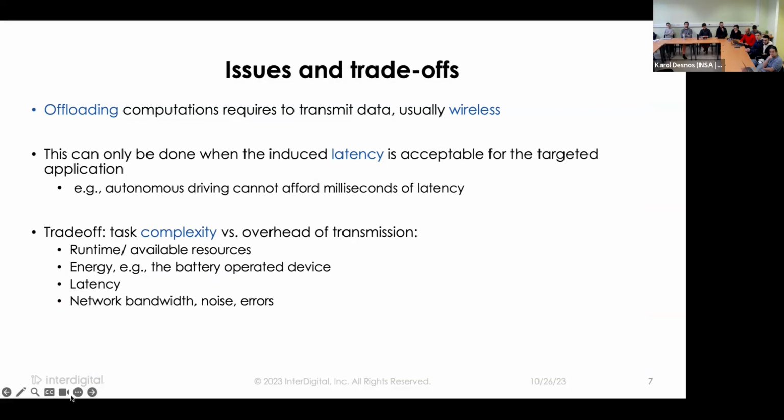Offloading looks amazing, but it comes at a cost. Of course, you have latency. That's the worst thing that we're going to look at, because if you want quick feedback, let's say you want to have an autonomous car and you're talking 5G with a remote server, the latency is going to be critical, and you don't want your car to have even milliseconds of delay. But some applications are fine with this latency.